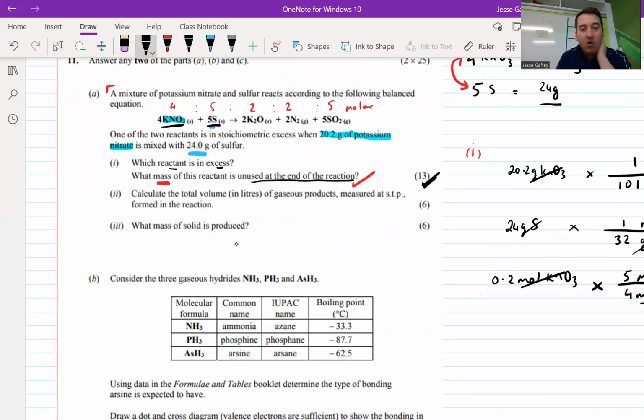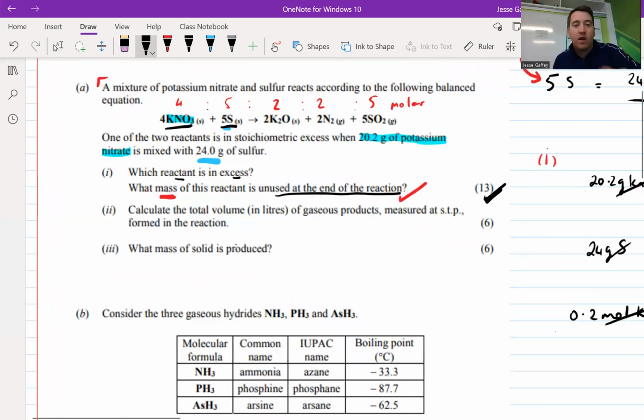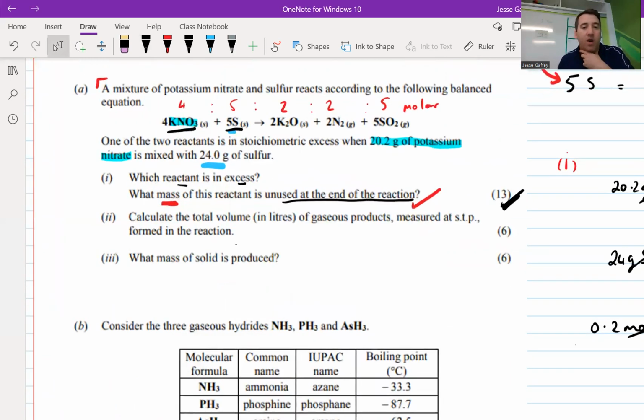It says calculate the total volume in liters of the gaseous products measured at STP formed in the reaction. Okay, so first of all, let's pause the video and identify which products are gases. Okay, so I see a gas here. That's a gas product. A gas product here. Okay, so what I want to know is, well, how much in liters of gas was produced altogether?